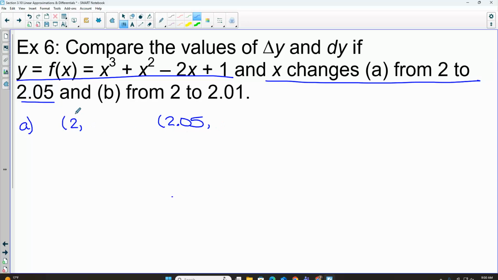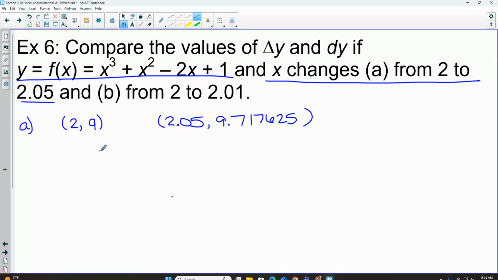All right, if I put a 2 into this function, so if I put in a 2 for all my x's, I get out 9. Now let's put 2.05 in. And I get 9.717625.